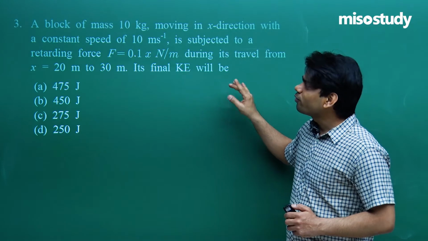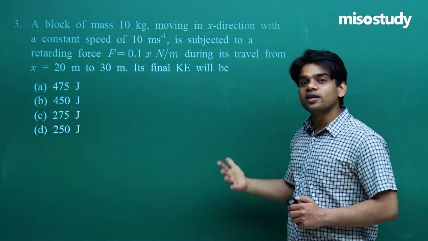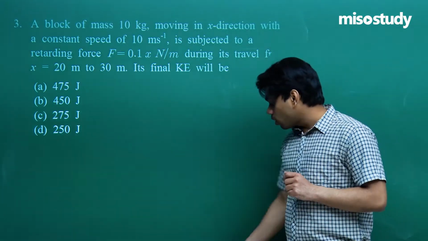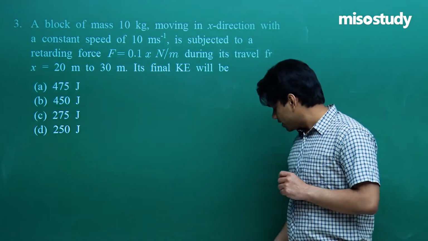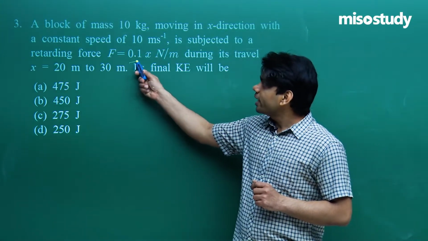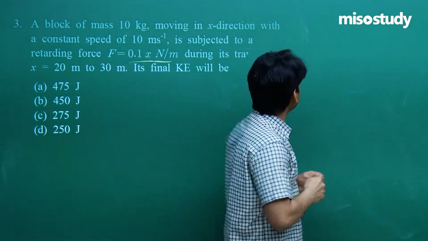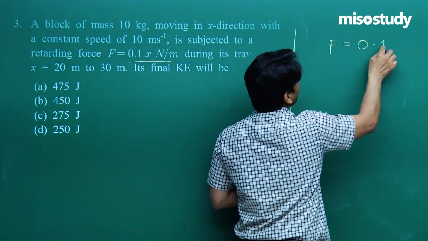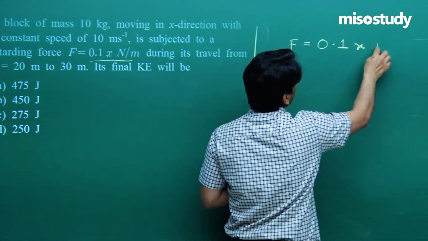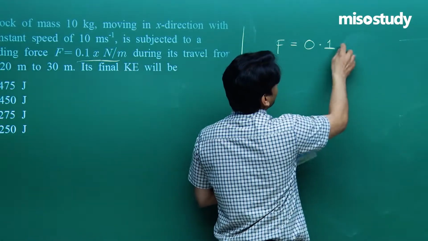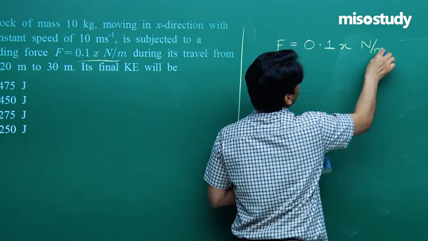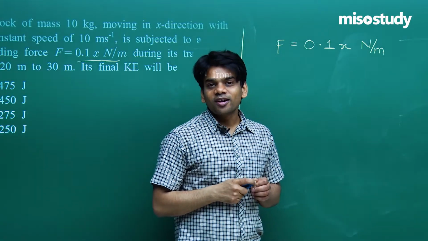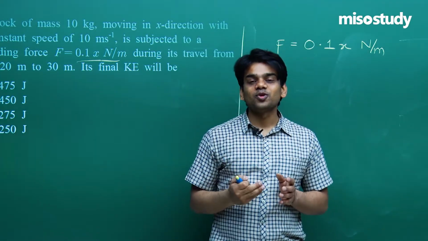If we find the amount of work done by the force during its retardation, that much amount of energy will be reduced. So let me see how to do this. F is equal to 0.1 x Newton per meter. It's a distance dependent retarding force. Now try to understand how you can reach the answer. First of all, it's a retarding force, so it will do some negative work, and the final kinetic energy has to be reduced.